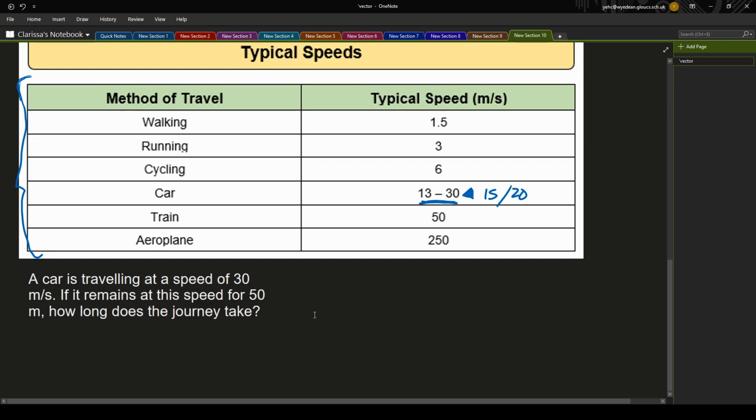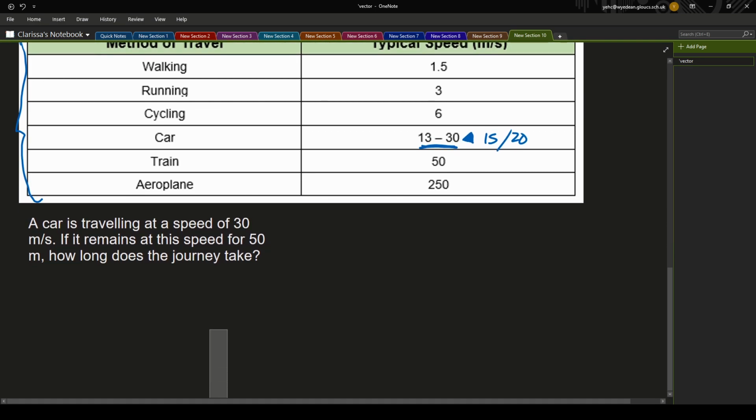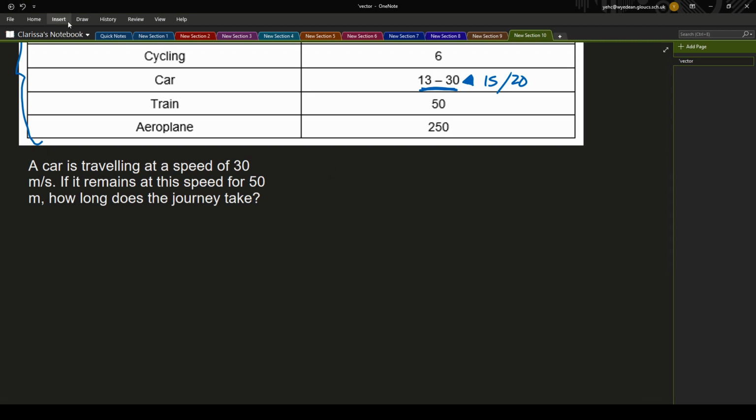A car is traveling at a speed of 30 meters per second. If it remains at the speed for 50 meters, how long does that journey take? So, always remember, let me change to a different font so it has a greater contrast. Always remember the FIFA method.